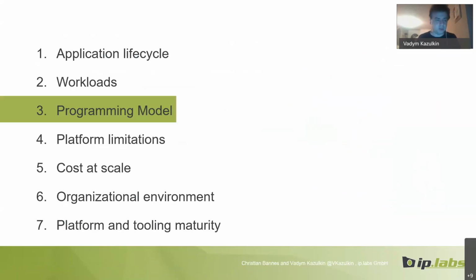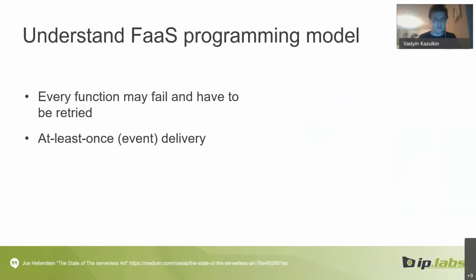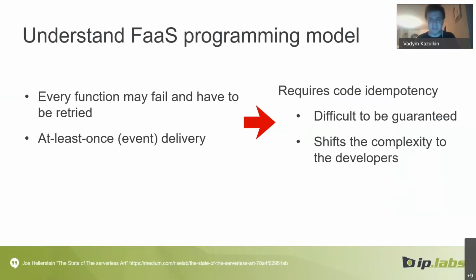So now we're finished with workloads, and we will be moving to the programming model. I think that nearly all providers have the same. The function may fail all the time and has to be retried. And there is a policy, and the only policy supported is at least once. That's around S3 or SQS. Then Lambda should be called, and you have at least once delivery, which means that your Lambda can be called twice. And this means that all your Lambda should be idempotent.